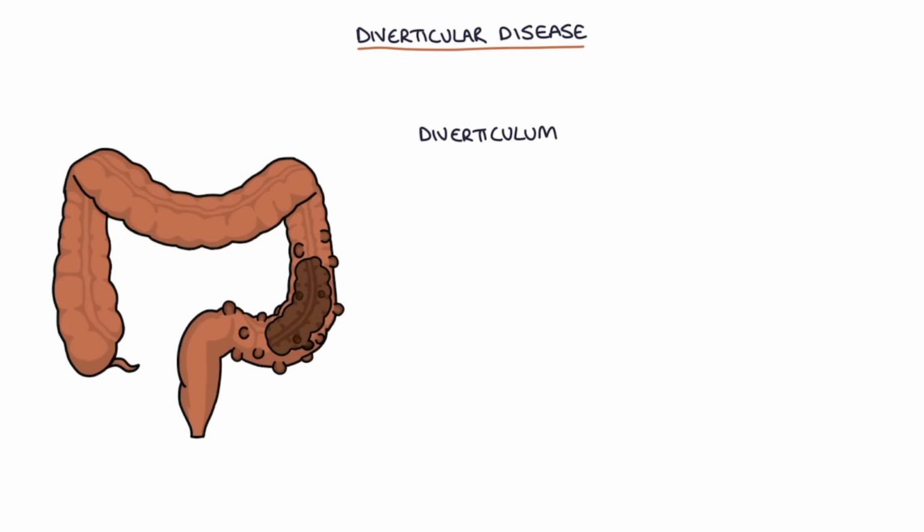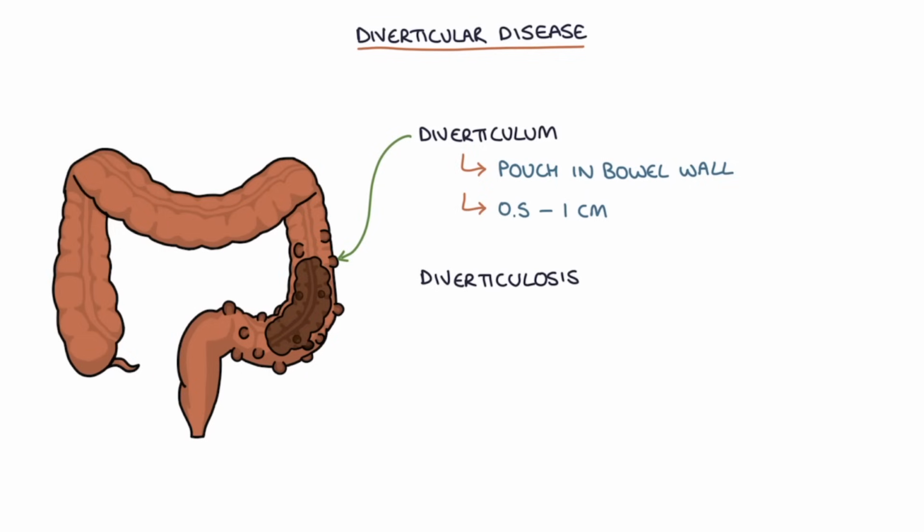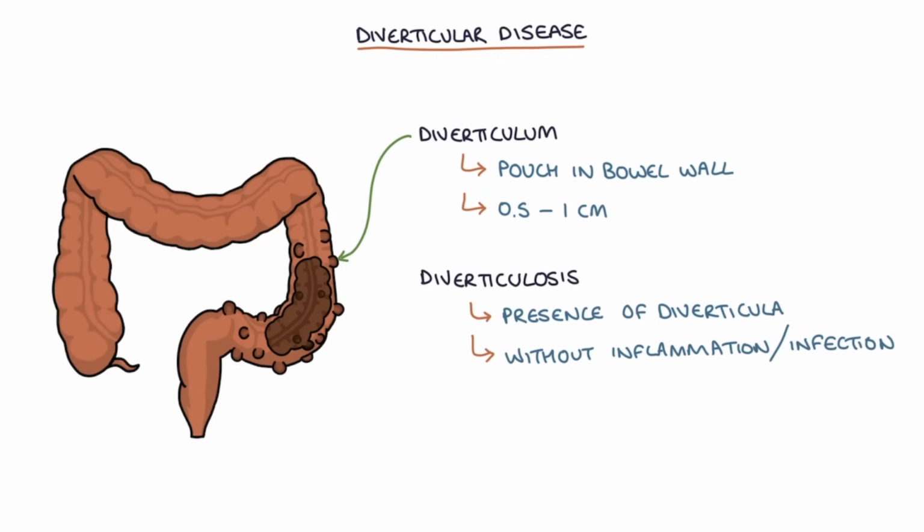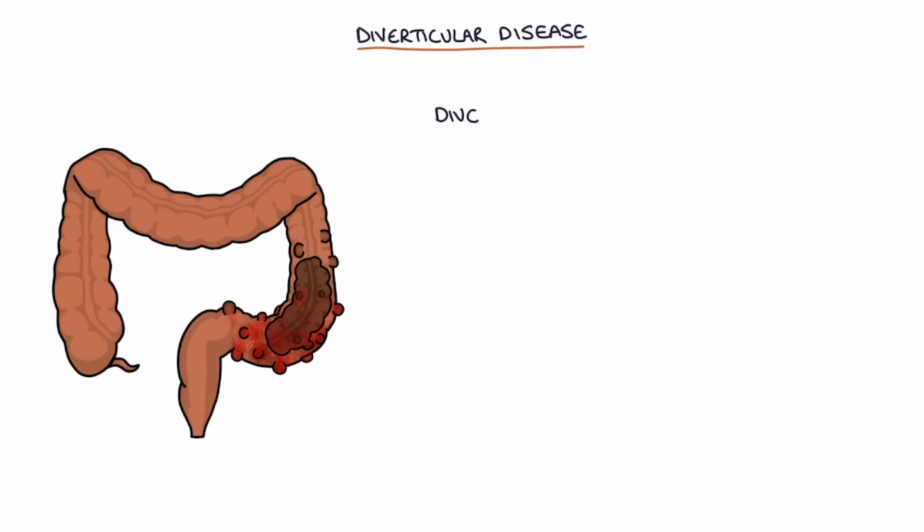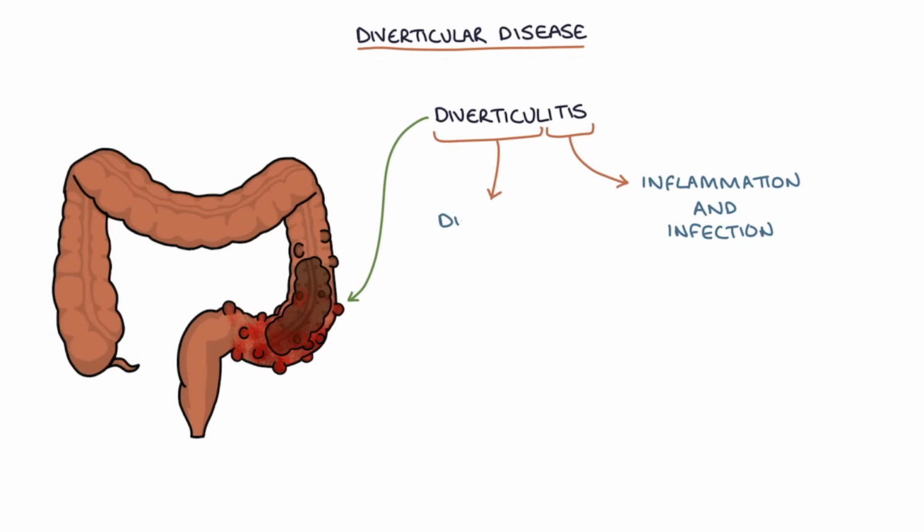Next, let's talk in more detail about diverticular disease. A diverticulum is a pouch or a pocket in the bowel wall, usually ranging in size from 0.5 to 1 centimeter. Diverticulosis refers to the presence of diverticula, without inflammation or infection. Diverticulosis may be diagnosed on a colonoscopy or a CT scan. Diverticulitis refers to inflammation and infection of the diverticula.